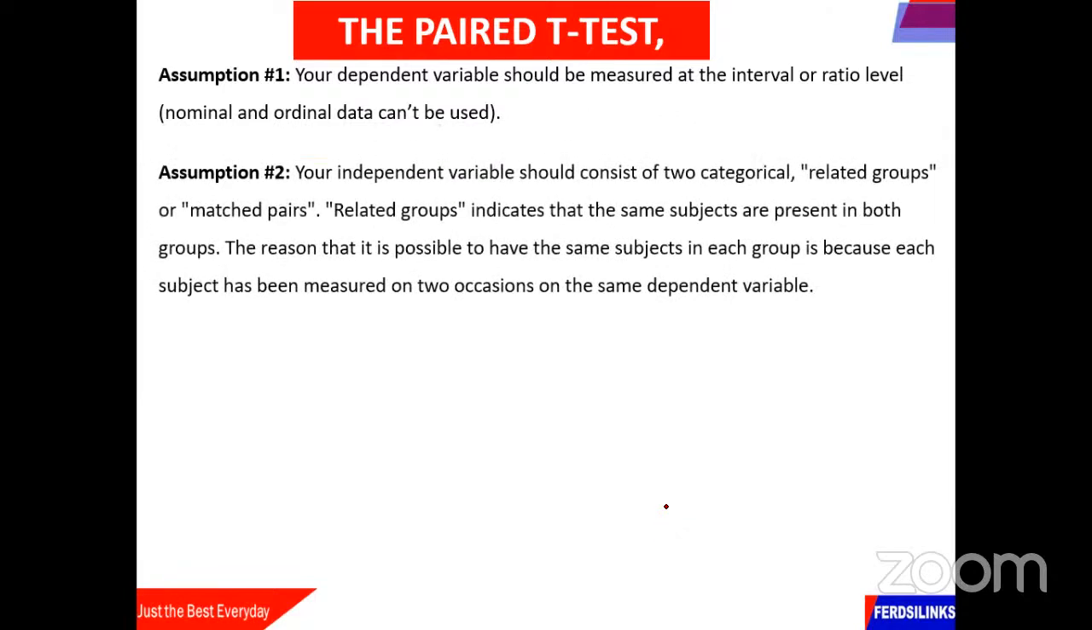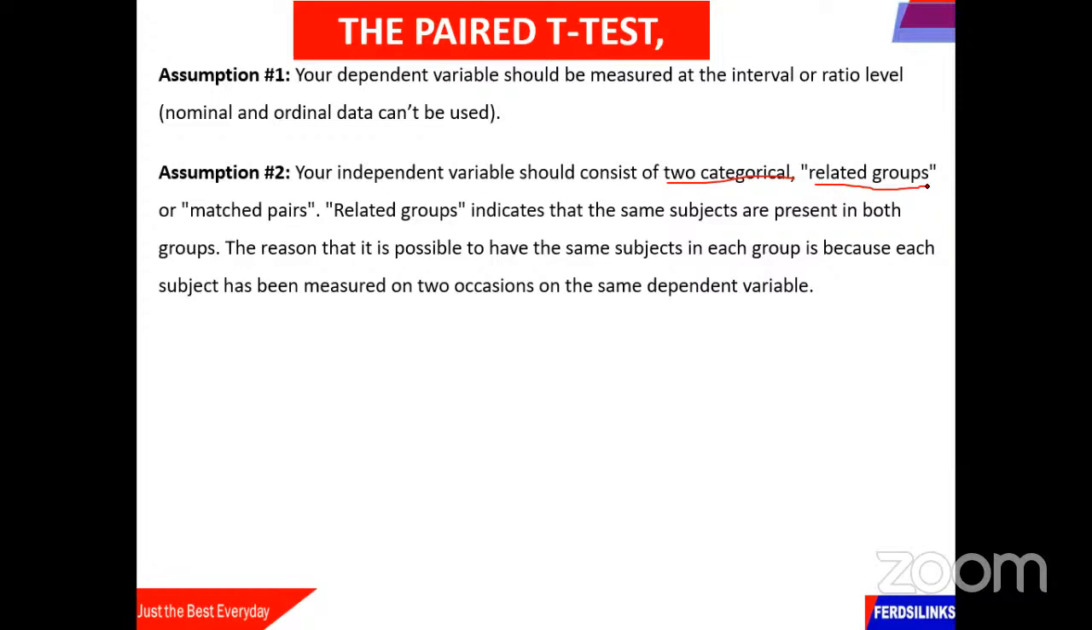The second assumption. The first assumption is linked with the dependent variable. The second assumption is linked with the categorical variable. And the categorical variable here refers to what? The independent variable. Now, the second assumption says your independent variable should consist of two categories. So the keyword there is two categories, and these categories must be what? Related.